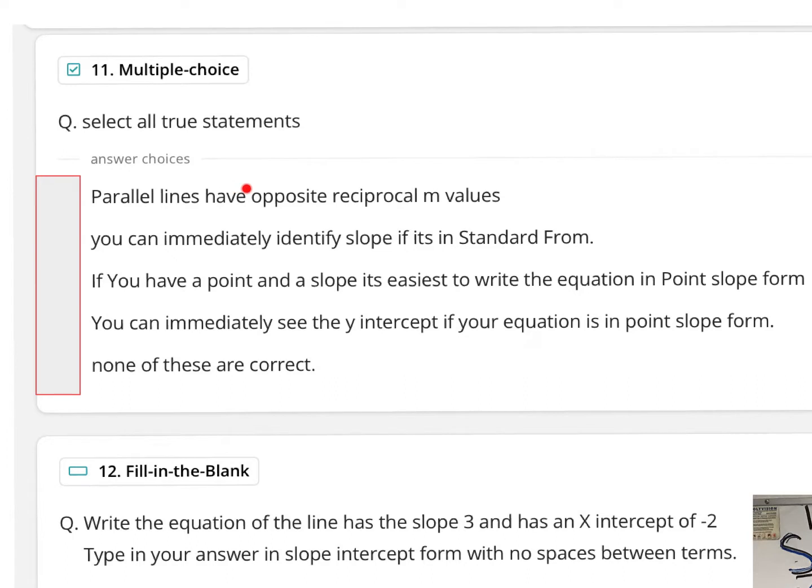Okay, parallel lines have opposite reciprocal m values. That is false. Parallel lines have the same slope, right? They don't have opposite reciprocal slope. They have the same m value. So that's false. You're not going to pick this one.